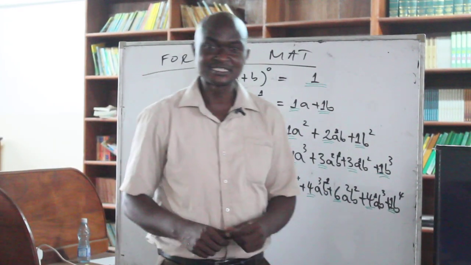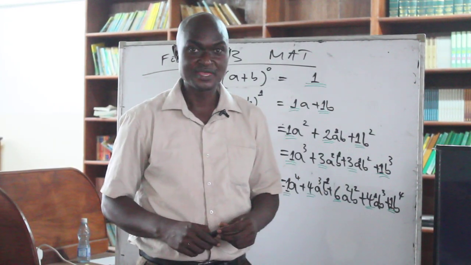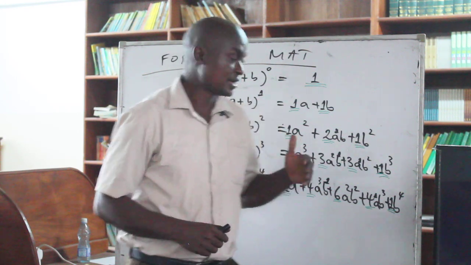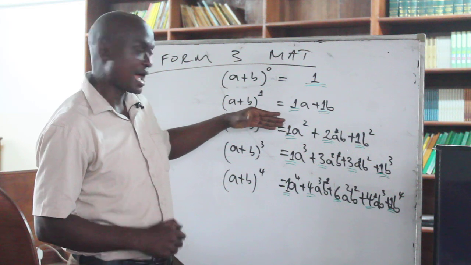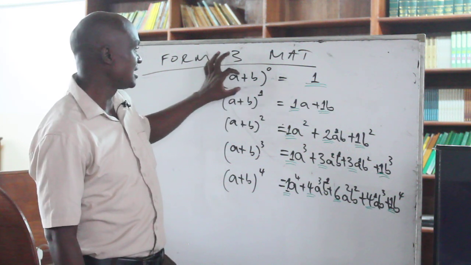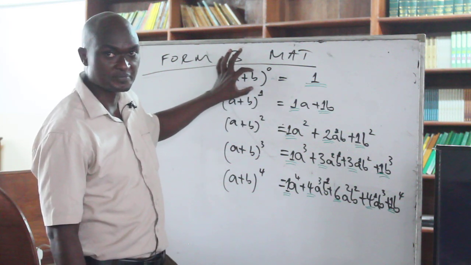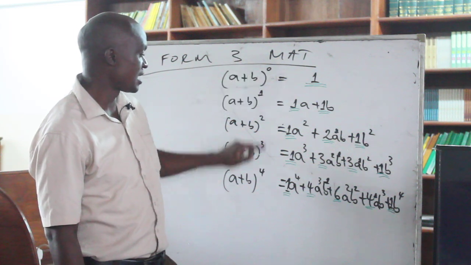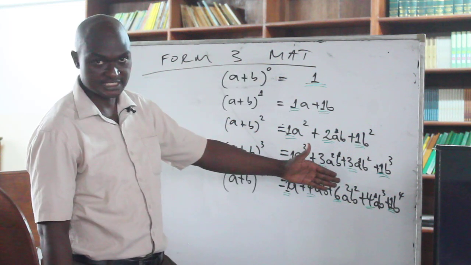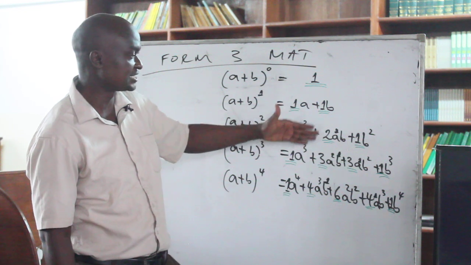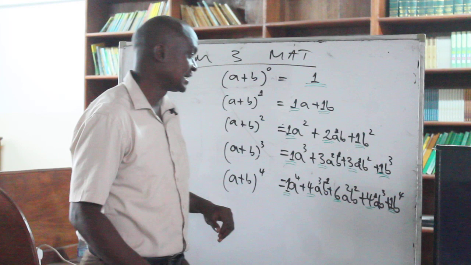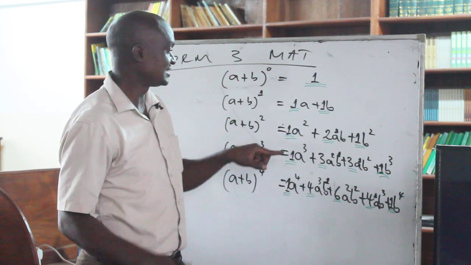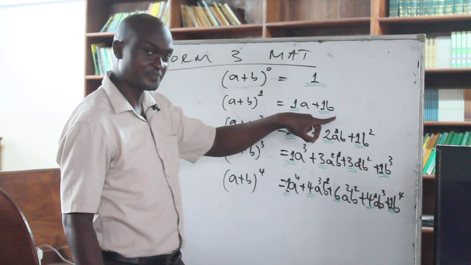Yes, welcome back class to the second part of this lesson. In the first part, we were looking at what we did in the last lesson, in summary. When you expand the term a plus b, a binomial term, by powers from 0 up to power 4, what do you get? And we saw what we are going to get in a summarized form.